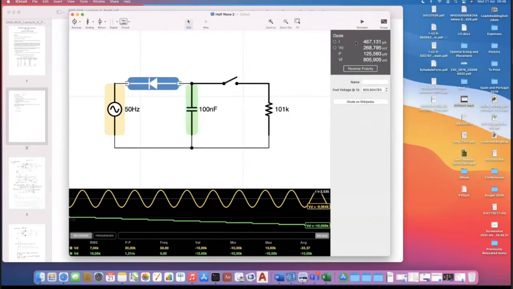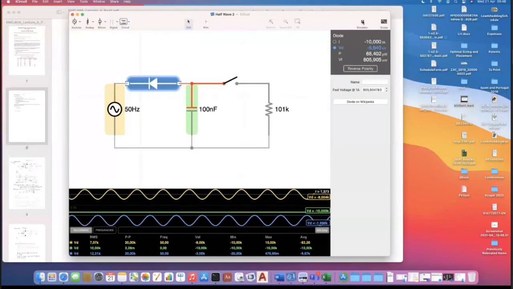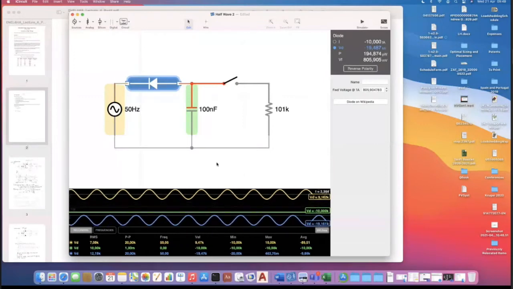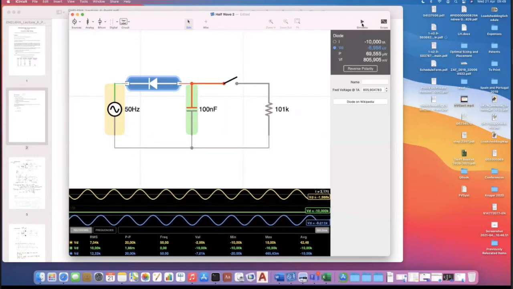Let's have a look at our voltage across the diode. Right, that looks a bit odd, doesn't it? You've got your AC waveform down here. You've got your DC waveform at the 10 kV mark. Let me just run it for a bit longer so it gets smooth. And then you've got this other waveform all the way down here.